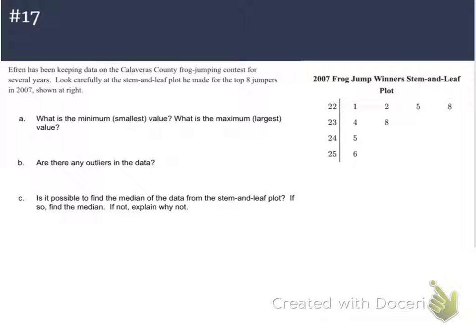Number 17. Efren has been keeping data on the Calaveras County Frog Jumping Contest for several years. Look carefully at the stem and leaf plot he made for the top 8 jumpers in 2007, shown at right.